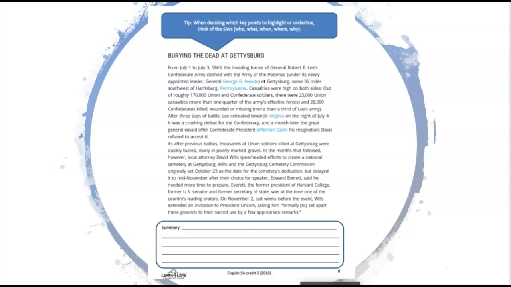Wills and the Gettysburg Cemetery Commission originally set October 23rd as the date for the cemetery's dedication, but delayed it to mid-November after their choice for a speaker, Edward Everett, said he needed more time to prepare. Everett, the former president of Harvard College, former U.S. Senator, and former Secretary of State, was at the time one of the country's leading orators. On November 2nd, just weeks before the event, Wills extended an invitation to President Lincoln, asking him to formally set apart these grounds to their sacred use by a few appropriate remarks. Write your summary of that section below.